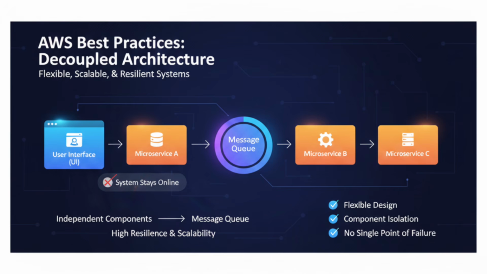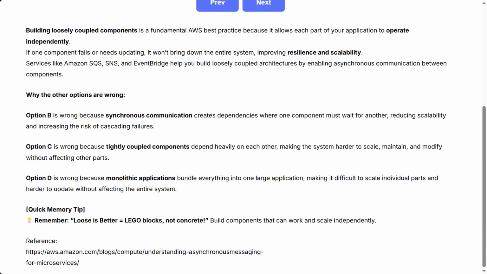Building loosely coupled components is a fundamental AWS best practice because it allows each part of your application to operate independently. If one component fails or needs updating, it won't bring down the entire system, improving resilience and scalability. Services like Amazon SQS, SNS, and EventBridge help you build loosely coupled architectures by enabling asynchronous communication between components.